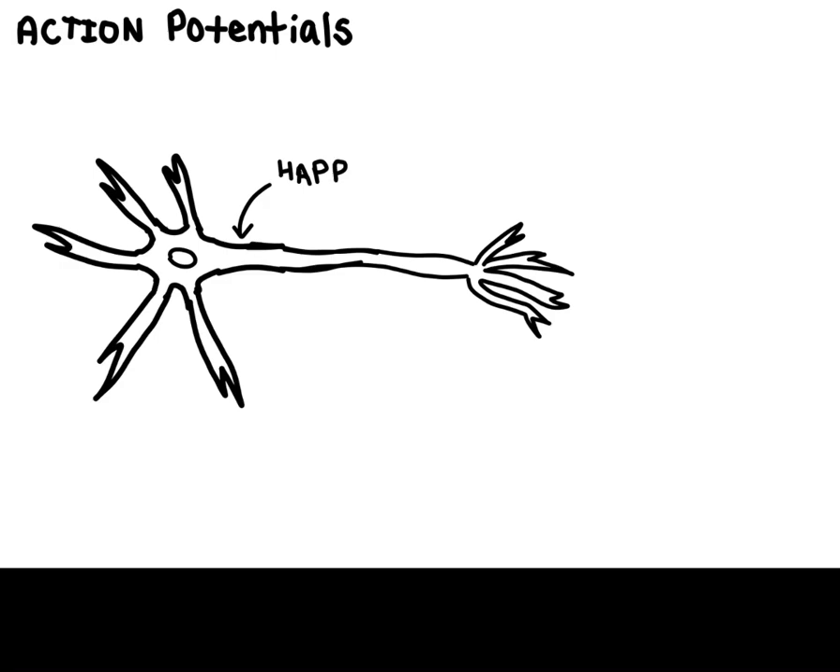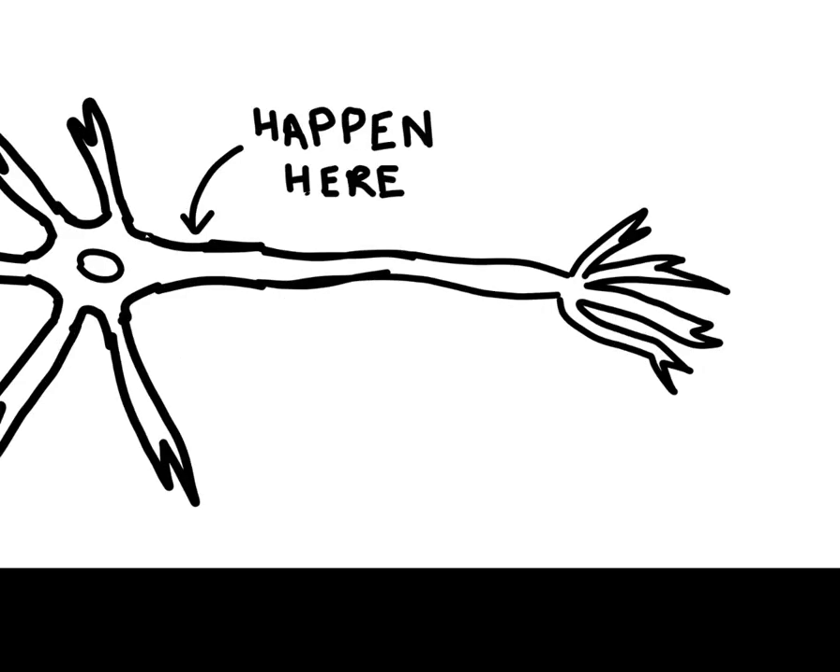Action potentials. An action potential is when a nerve is stimulated and there's a change in the membrane's potential, which is the difference in charge between the inside and outside of a cell.